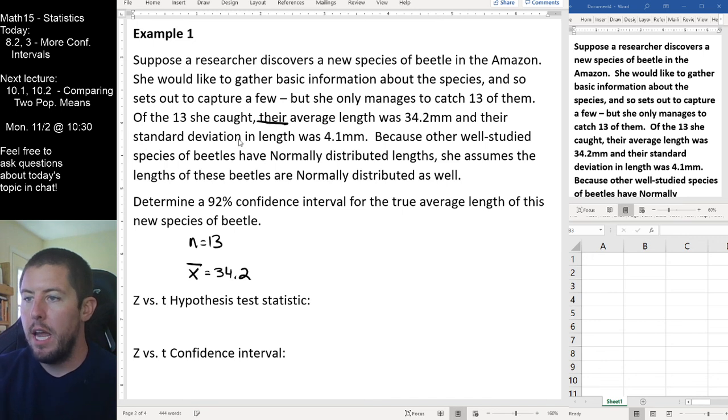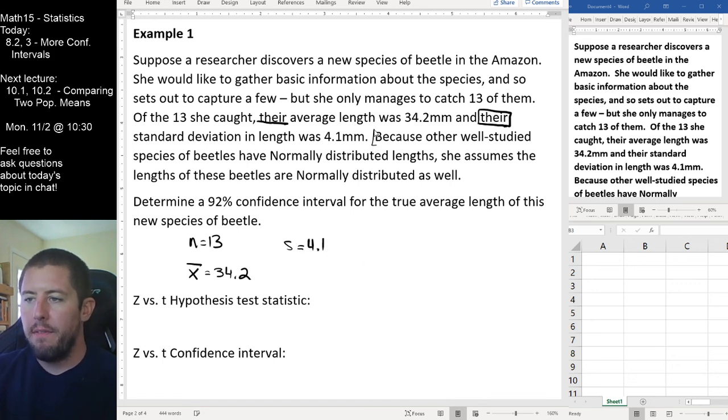I'm also seeing here their standard deviation. So very importantly, this might be the most important word in this whole dang paragraph right here. This is telling me that the standard deviation information that we have does not come from the sample or from the population as a whole, but it comes just from these 13 beetles right here. So this is not sigma information. This is S information. Our standard deviation of the sample is 4.1 millimeters here.